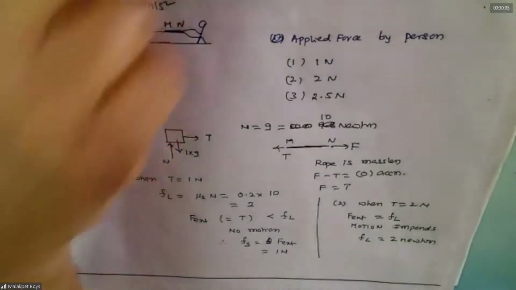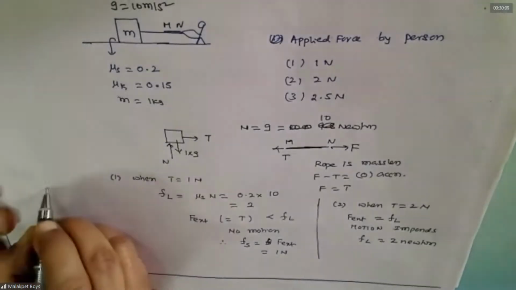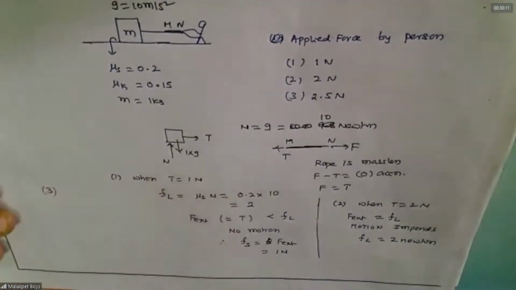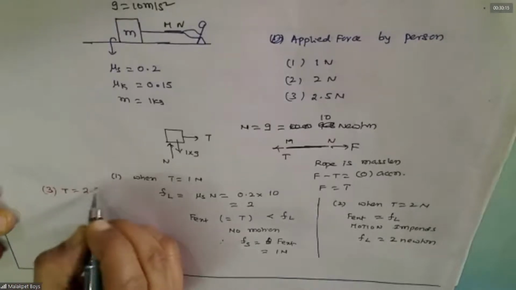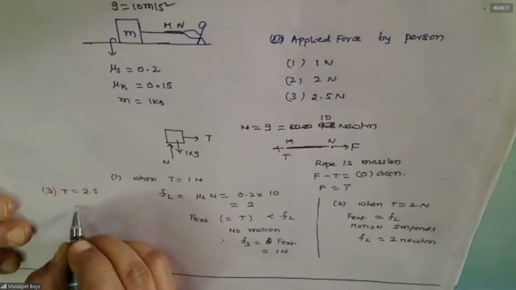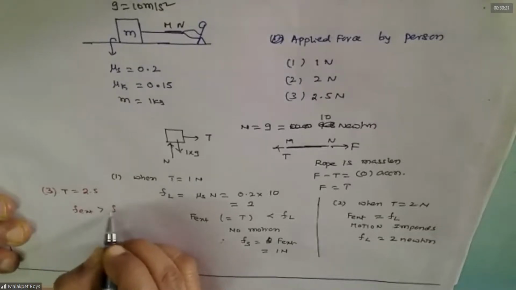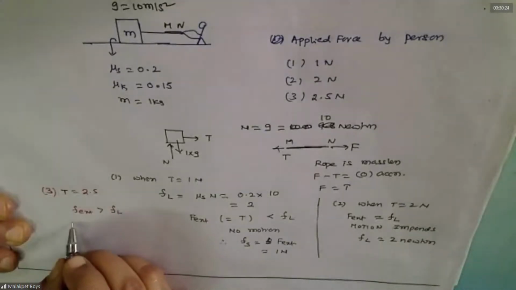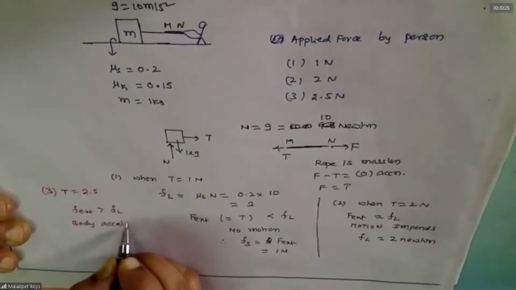Then what else is he asking? The last part is asking the third case. What does he say? T equals how much? 2.5. So definitely the external force is more than limiting friction. So the body accelerates now. Yes, sir.